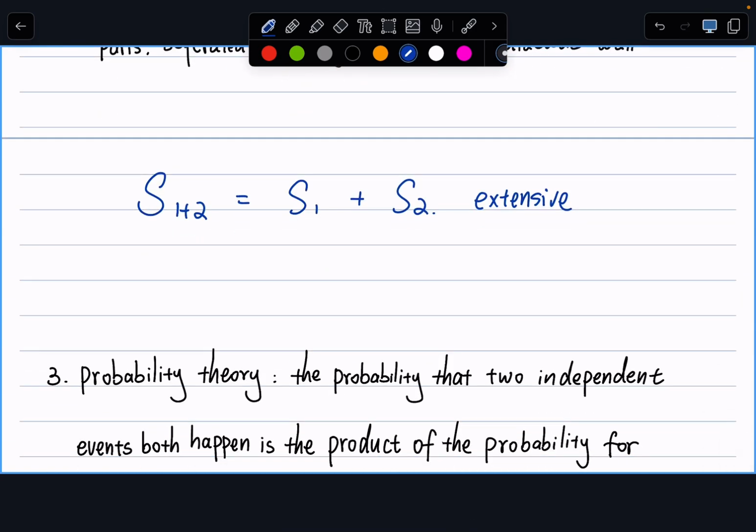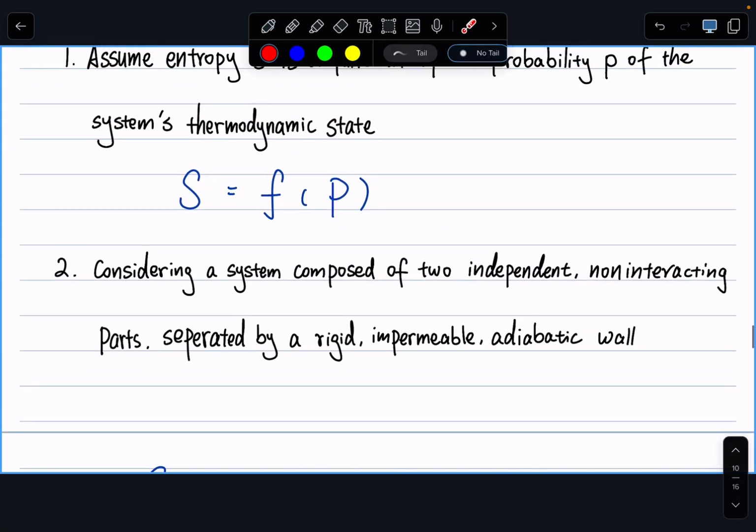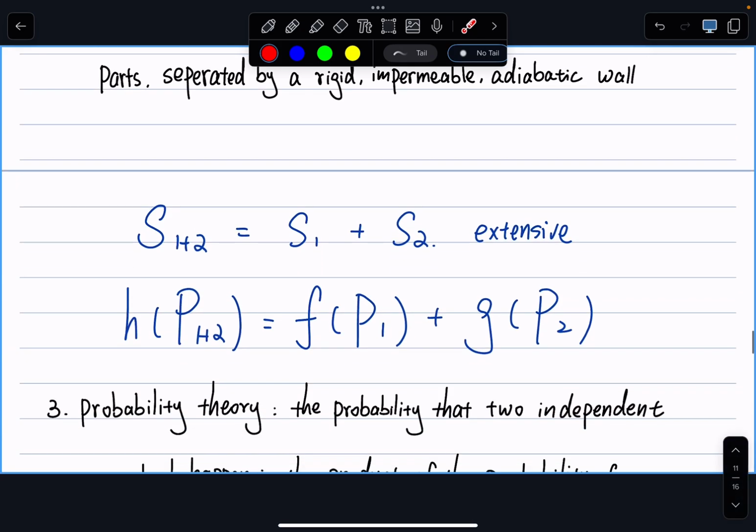Or, since we say entropy is a function of probability, we can write it as some kind of function of the probability of 1 plus 2 happening together equals f of P1 plus g of P2. So this h, f, and g are just random functions. They're the same type of function. We don't know what exactly they are. All right, so this is just using the extensive nature of entropy and then writing this random function into our extensive nature of entropy.